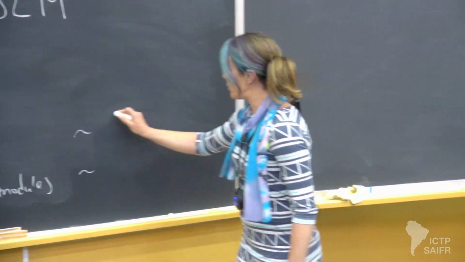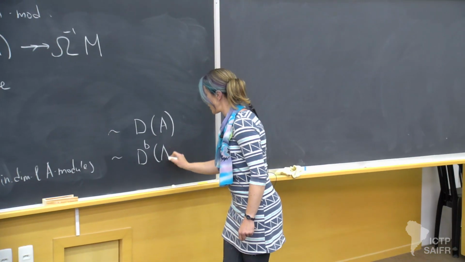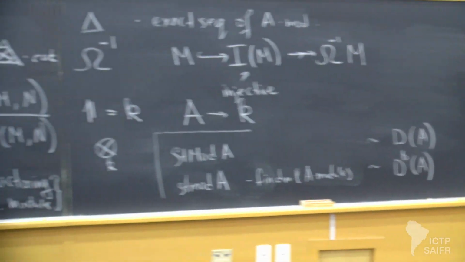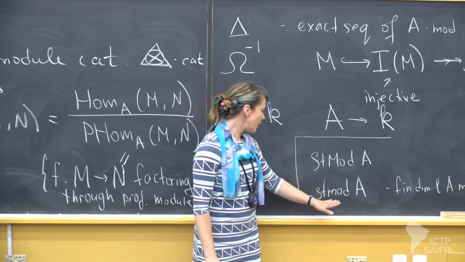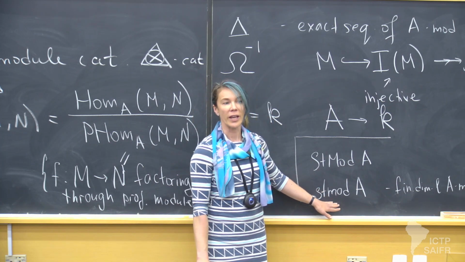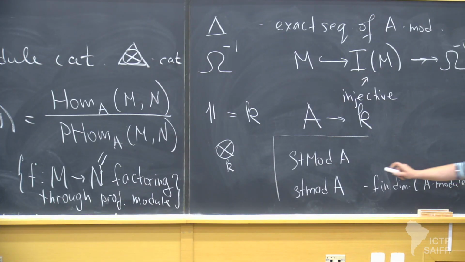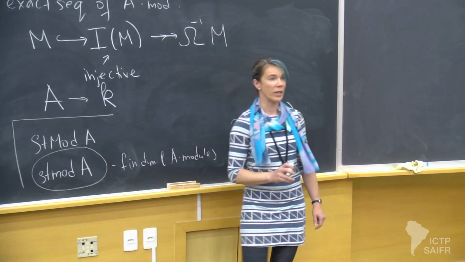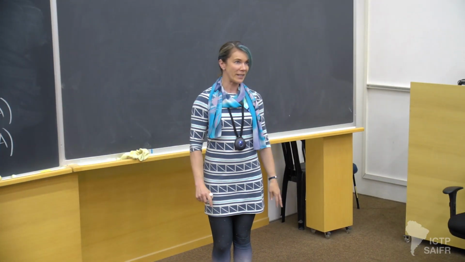So they're closely related to derived categories and the bounded derived category of A. In fact, if you're algebra geometrically minded, this is the same as the singularity category of A. That's another description of the singularity category. So this category measures how non-semi-simple your algebra is. The more non-semi-simple it is, the more singular your algebra is, the bigger the category is.